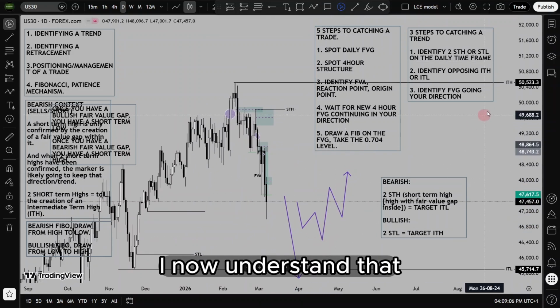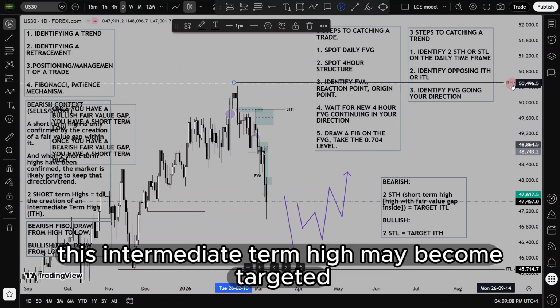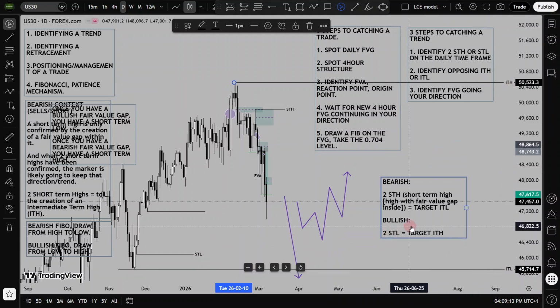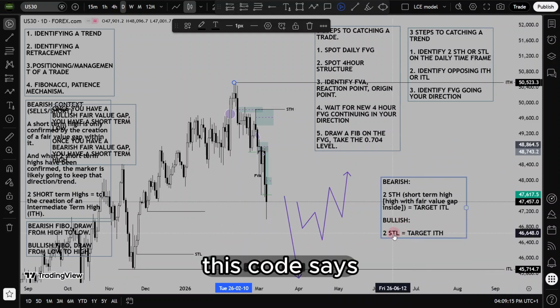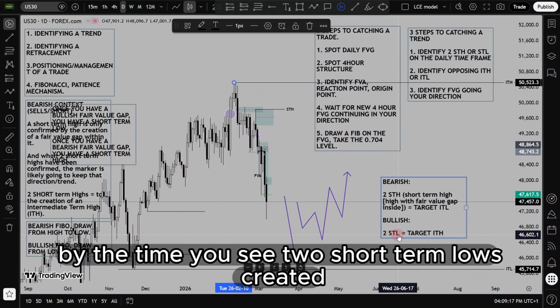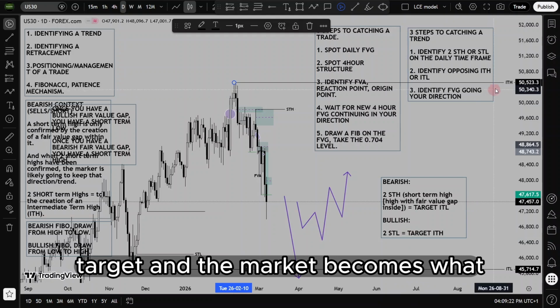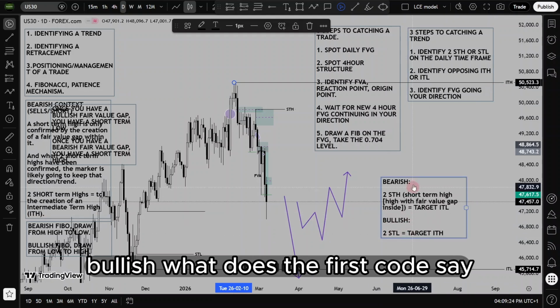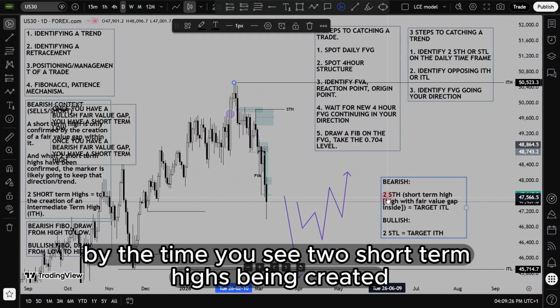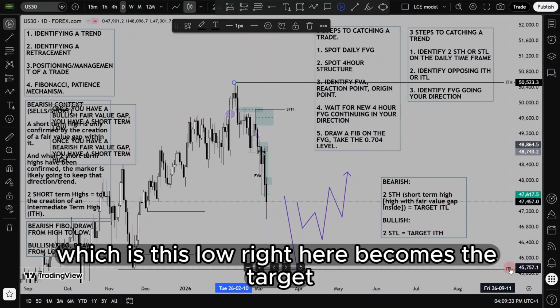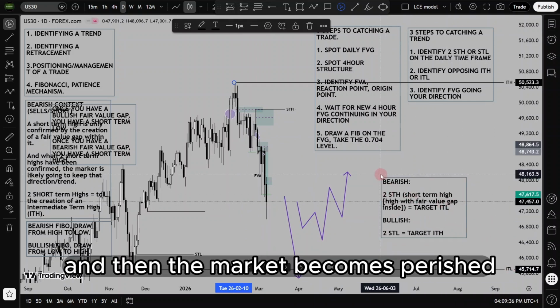I now understand that this intermediate term high may become targeted and the market is now what? Bullish. But that's what this code says. This code says by the time you see two short-term lows created on the daily time frame, the intermediate term high becomes a target and the market becomes bullish. What does the first code say? By the time you see two short-term highs being created, the intermediate term low, which is this low right here, becomes the target, and then the market becomes bearish.